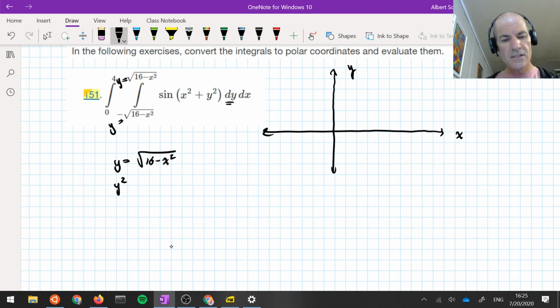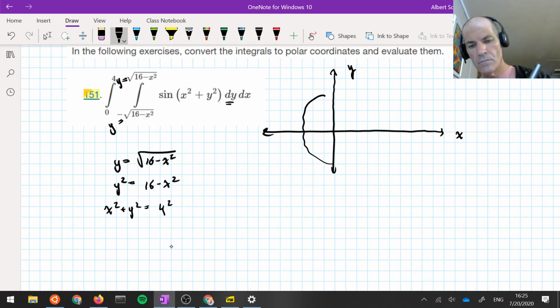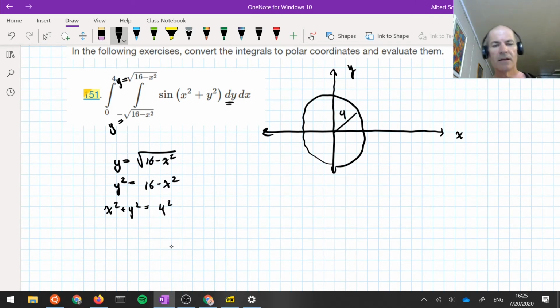You square both sides. You move the x squared over to the left-hand side. You immediately see that this is the equation for the circle of radius 4. Like that, pardon my drawing. And we're integrating from the bottom to the top, so we're integrating in Cartesian coordinates from here up to here, and we're integrating over this part of the x-axis from 0 to 4. So this corresponds to essentially this region.